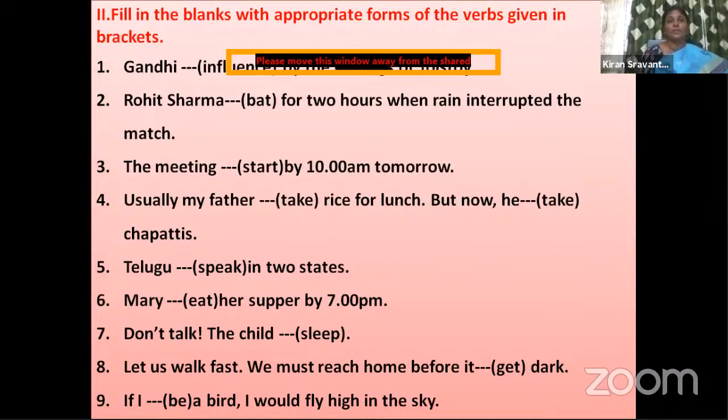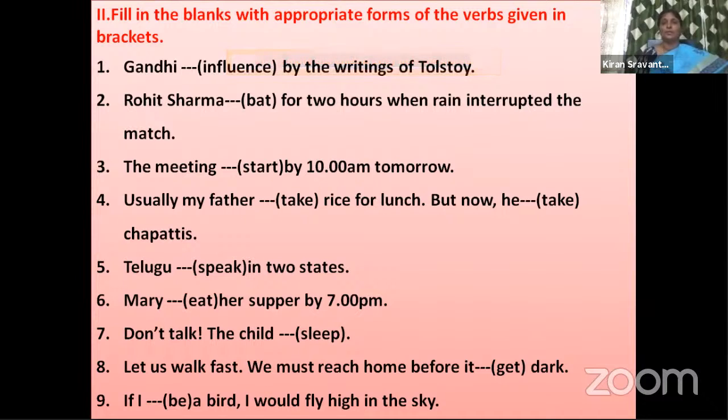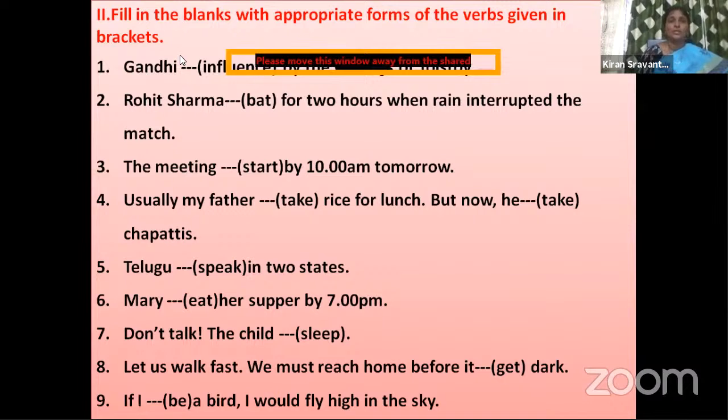Then coming to fill in the blanks with appropriate forms of the verbs given in brackets. These are also your textual exercises. So Gandhi, in bracket, influenced the verb by the writings of Tolstoy. Sometimes the verb also can occur in passive form. Not all the time the verbs will be in active form. When the verbs occur in passive form, we can call it passive voice. Here this is past simple. So Gandhi was influenced because it is the past completed action. So Gandhi was influenced by the writings of Tolstoy.